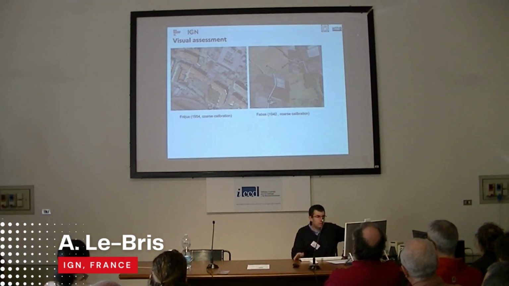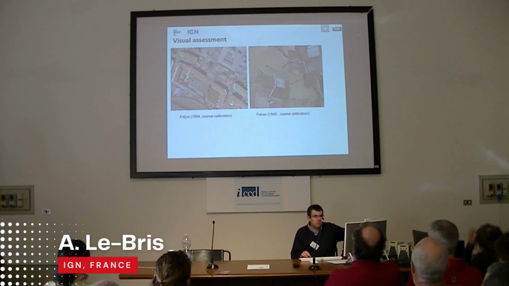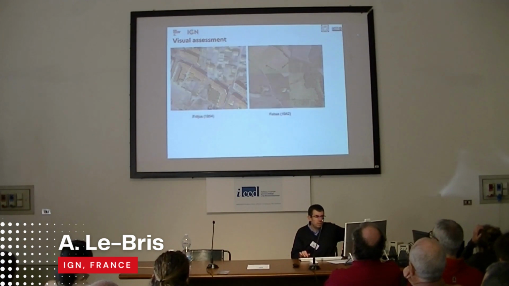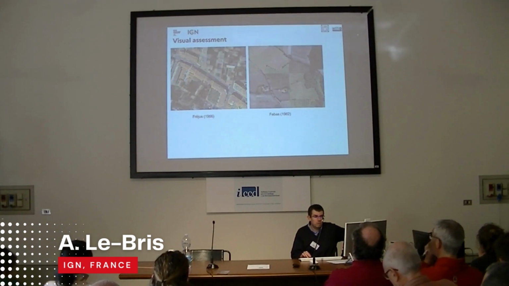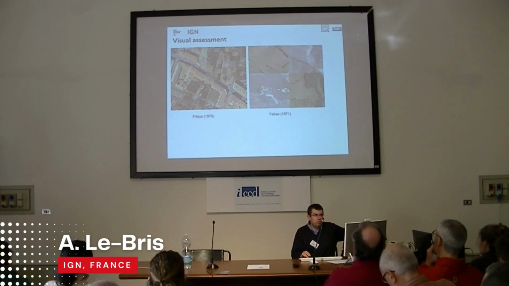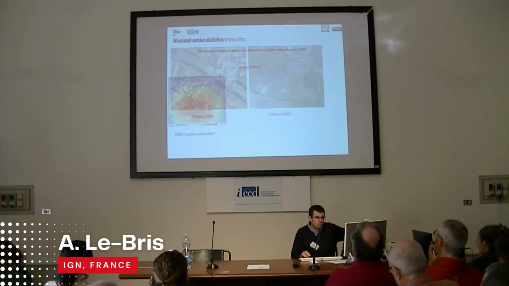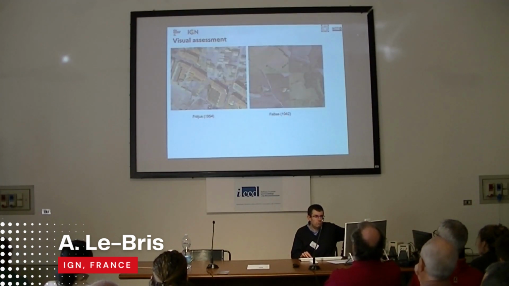Here are some ortho image results. This was the result using coarse calibration, so there were some shifts. And after the second bundle adjustment, using our automatic ground control points, we obtained this kind of result. So we can see that the data are well superimposed with the recent ortho image and with recent databases. We did it for several missions.